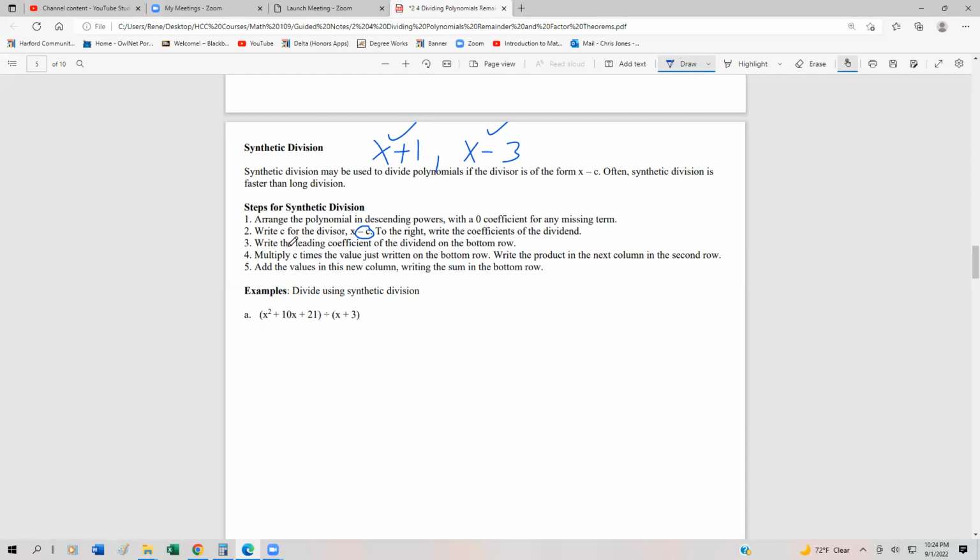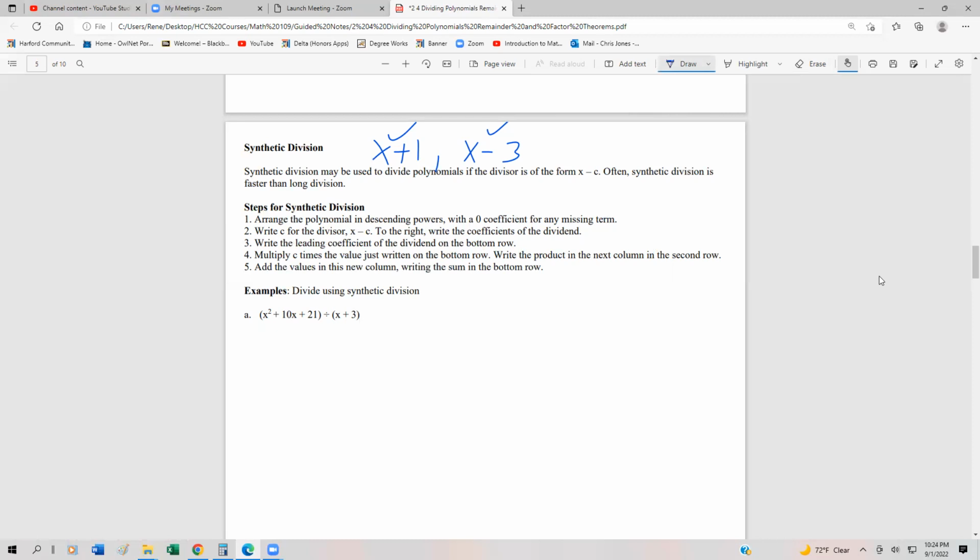And then we're going to write the leading coefficient in the bottom row. Then we're going to multiply c times whatever value was just written, write it in the next row, and add those values. Okay, it's probably better for me to just go through and do a few problems with synthetic division because it's not really that difficult once you see it. And then I can show you how to write the solutions.